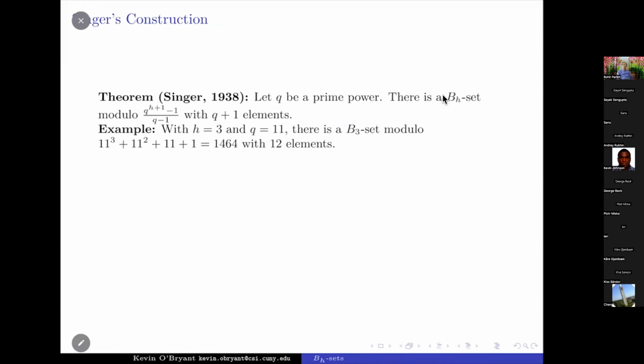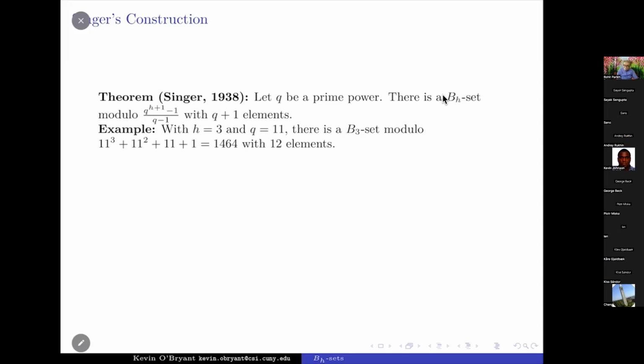The theorem, as it concerns us, is: if you take a prime power q, then there is a B sub H set modulo something with q plus 1 elements. So for example, there is a B3 set modulo 1464 with 12 elements.